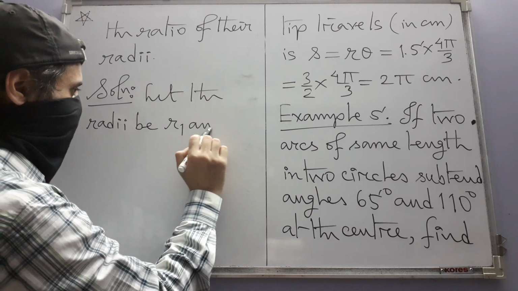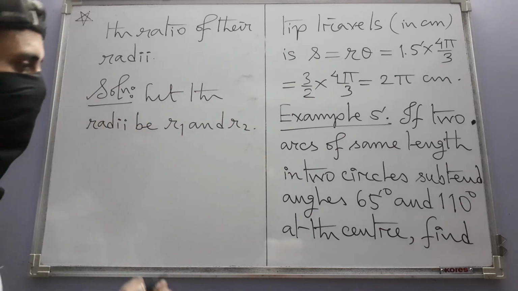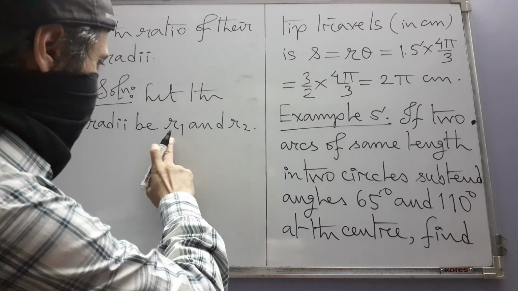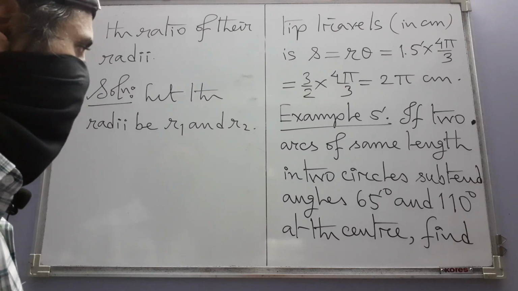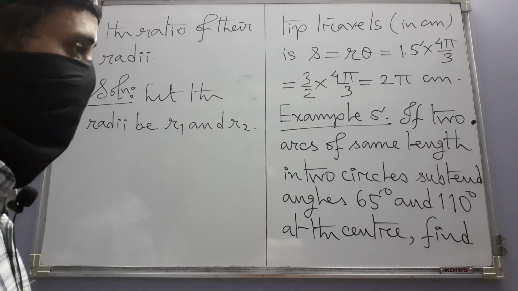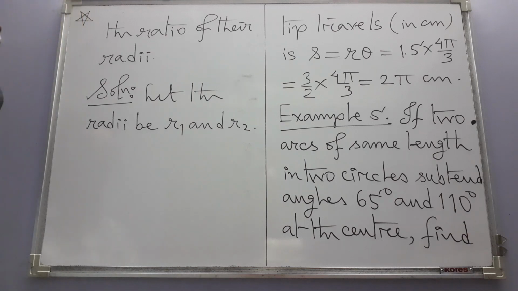Let the radii be R1 and R2. If I simply write like this, is it becoming clear that R1 corresponds to 65 and R2 corresponds to 110? No, it is not clear. So you have to write somewhat differently.